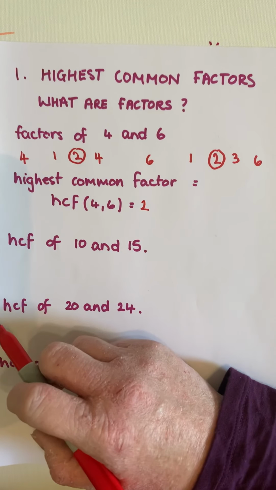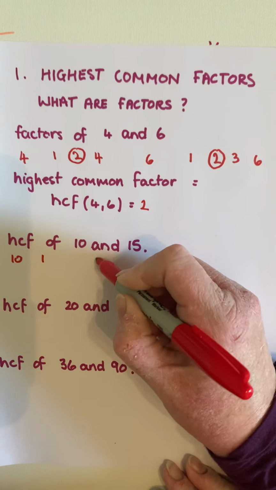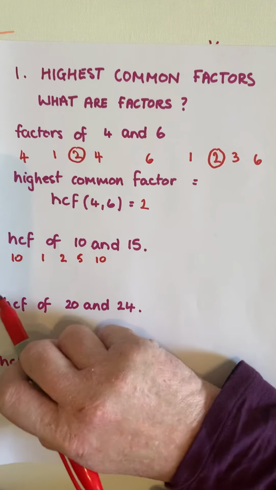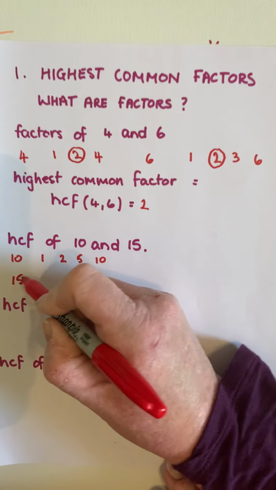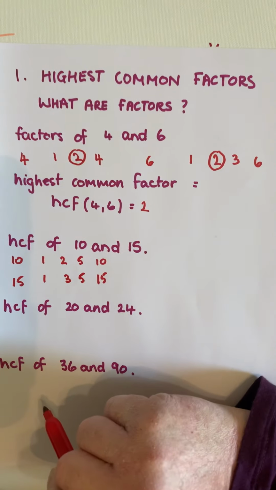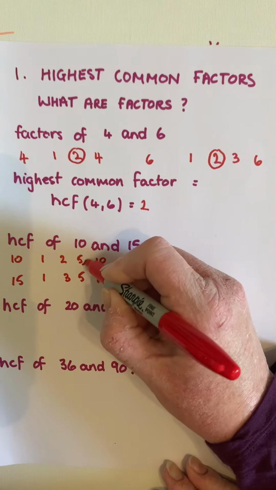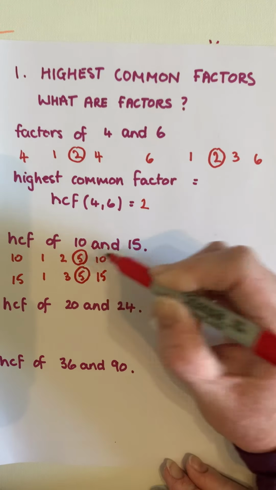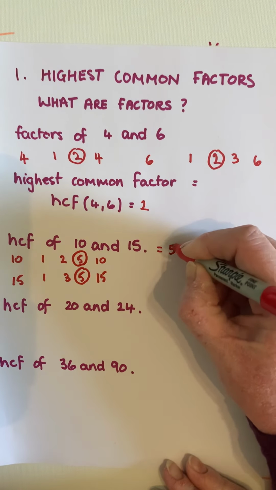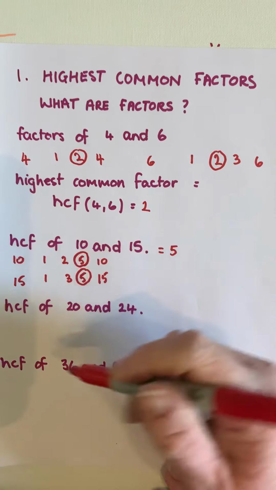Let's do the same. This time we've got 10 and 15. So the factors of 10 are 1, 10, 2 and 5. The factors of 15: 1, 15, 3 and 5. What is the highest common factor? We're looking at 5. So the HCF of 10 and 15 is 5. You can write it this way if you like. You can write it out like that.